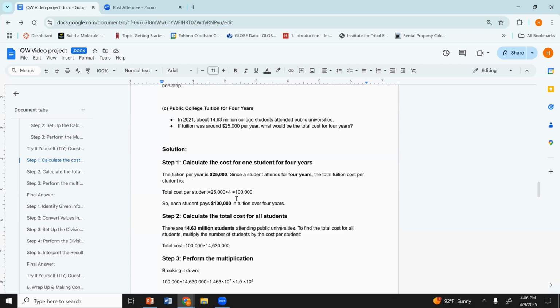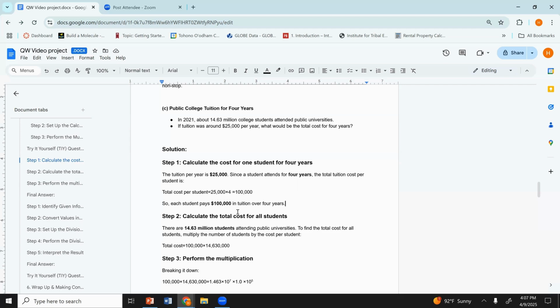So in 4 years, it's gonna cost $100,000 because 1 year is 25,000. That's the tuition per year. So 4 years is gonna be 25 times 4, which is straightforward, and that's gonna be 100,000. So now we know it's going to cost each student $100,000 over 4 years to attend public university in 2021.